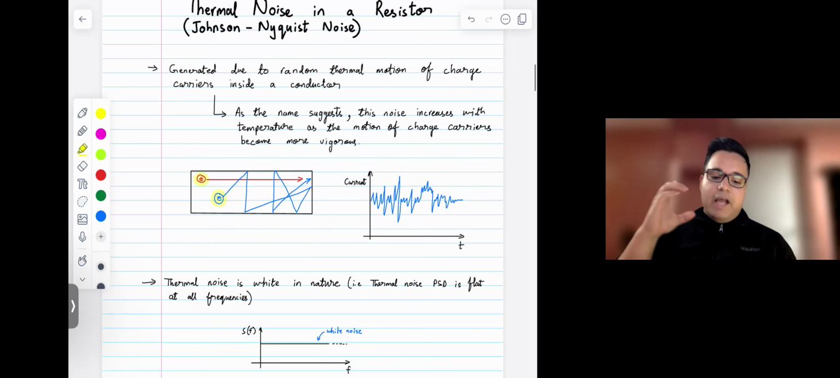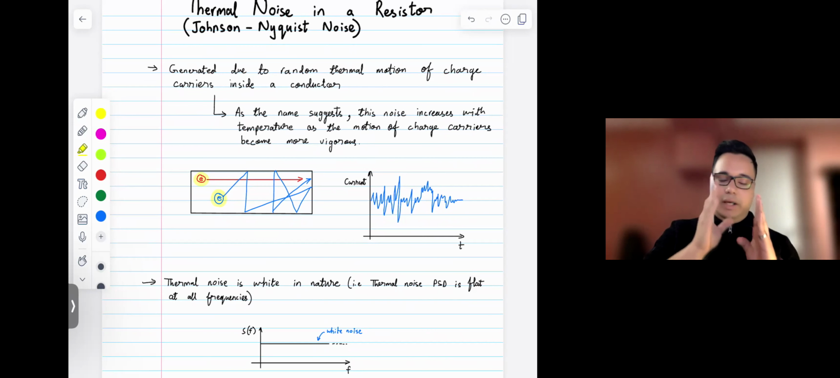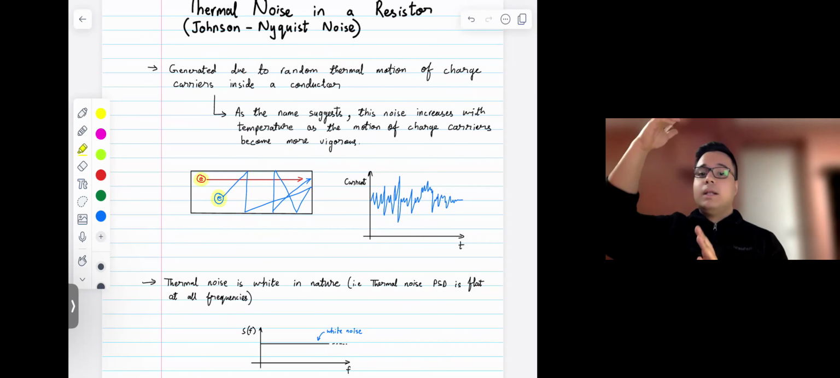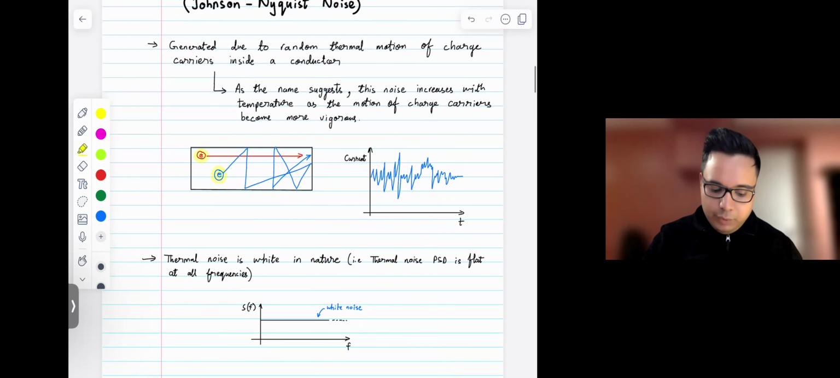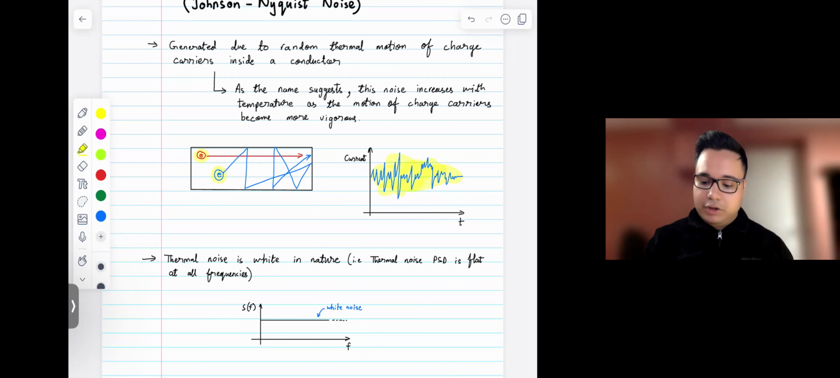And so you can imagine that if you're measuring current through a cross section of this conductor, then what you're going to get is, at a certain time instant, there might be fewer electrons than expected. At some other time instant, there will be more than expected. And so if you're plotting the current versus time, you would see something like this, where the current is noisy because of this random motion of electrons through the conductor, basically.